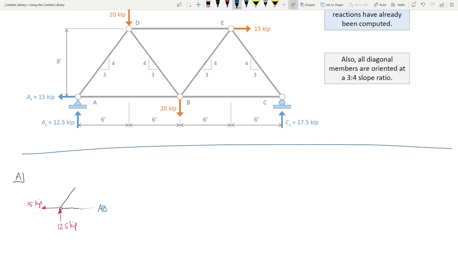Then I've got this diagonal. Whenever I deal with diagonals, I like to split them up into X and Y components. I think that's a lot easier to deal with. So I'm going to have a component here, a component here. And so that's member AD. Let's call that ADX. Let's call that ADY. Now, this is a relatively simple truss, so I'm going to try and be a little smart about my assumptions for directions and whatnot. Okay?